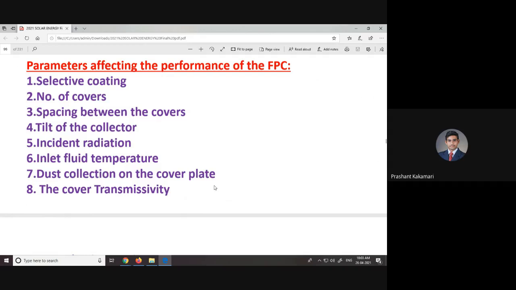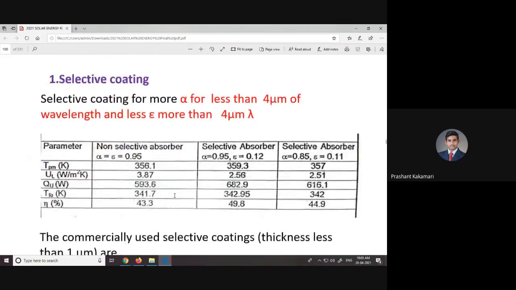Next is the dust collection on the cover plate. So dust collection, what it will do, it will reduce the transmissivity from the glass cover, as well as the convective and radiative heat transfers will be reduced from the absorber plate, but the heat transmission from the glass covers will be reduced. So that is we are going to discuss. Then last parameter is the cover transmissivity. So cover transmissivity should be high, as well as the selective surfaces on the absorber plate, or the absorber plate should absorb maximum heat. So coming to the first part, selective coating, you can see here.